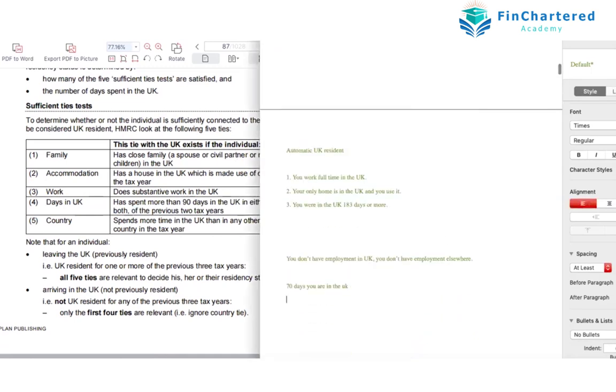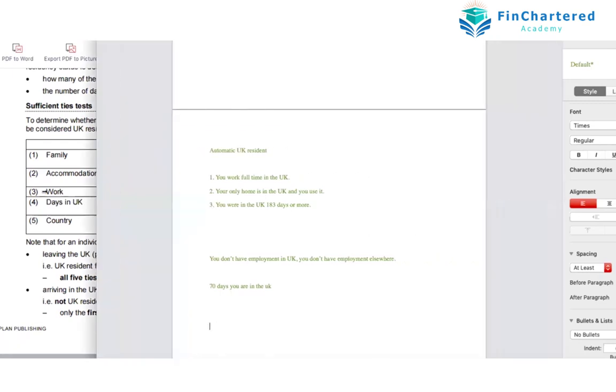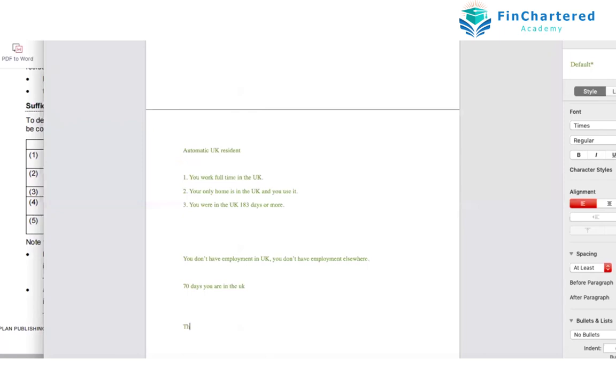Now, guys, what we will look at is something very simple. Now, what we're seeing is this. Basically, there are two categories of people.